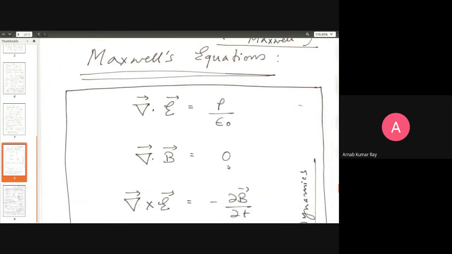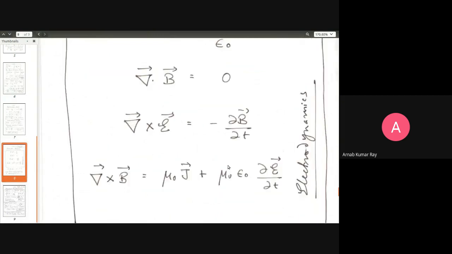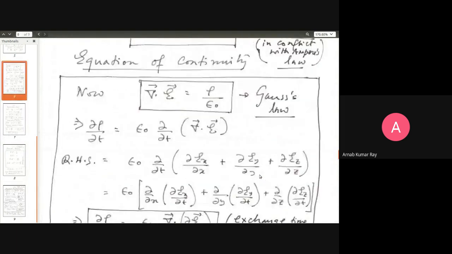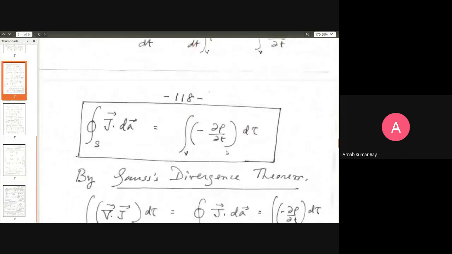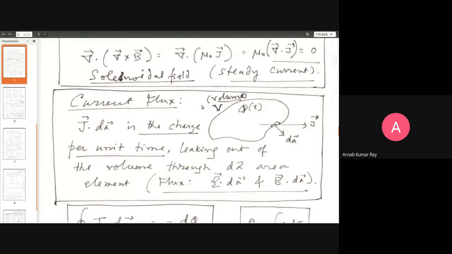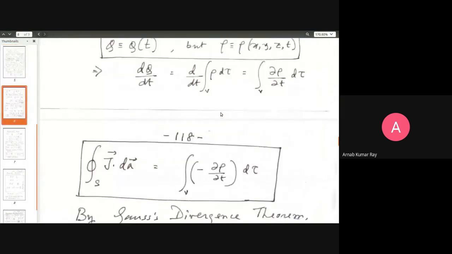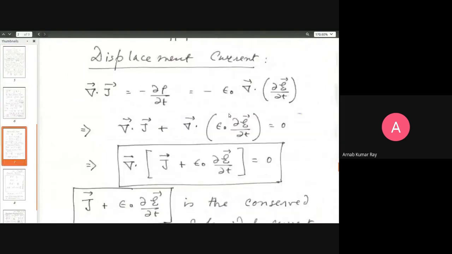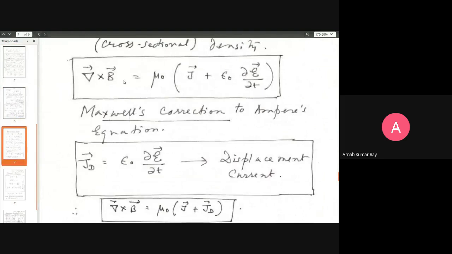It contains a whole lot of very important information. This correction of Maxwell is a very important contribution. It would not have been possible if Maxwell had not accounted for the explicit time variation of the charges or the current. Unsteady current will give rise to a correction to the steady Ampere equation. This is the steady Ampere equation.